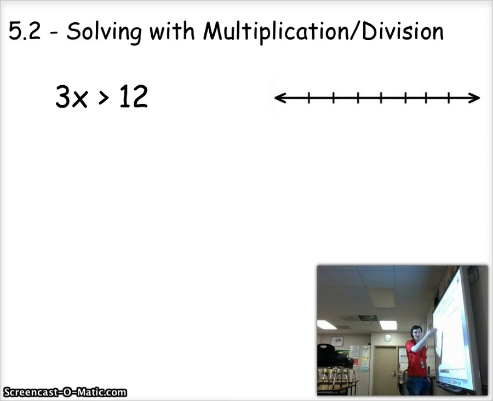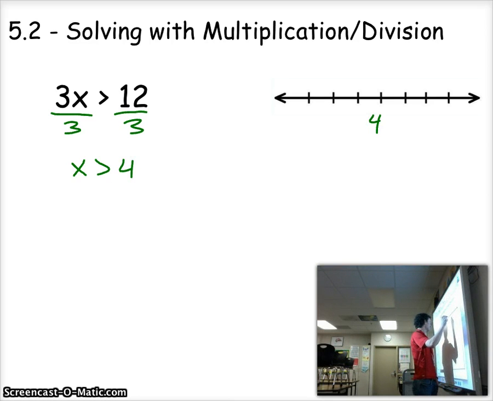So first of all, 3 times x, to undo multiplication, we divide. So we're dividing by 3. I get x is greater than 4. So I'll plot 4 there. It's a strictly open circle, so x is just greater than 4. And I'm going to shade everything over here. And again, our checks.